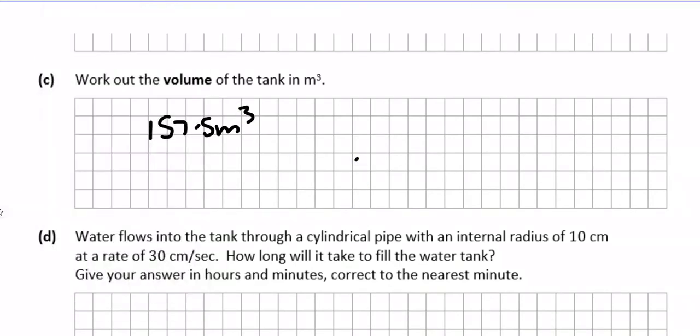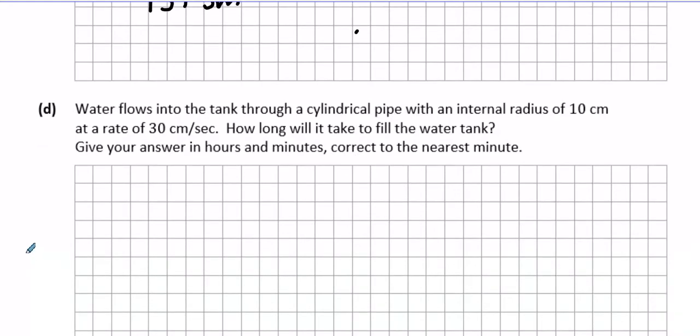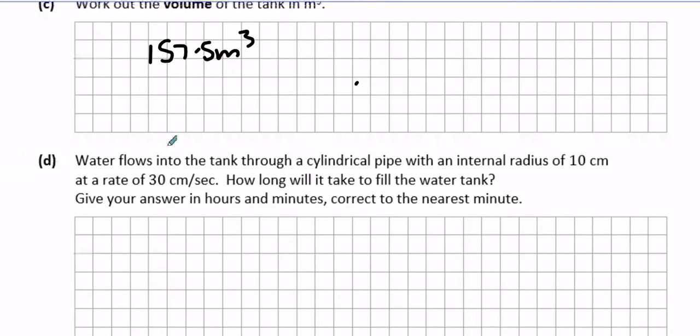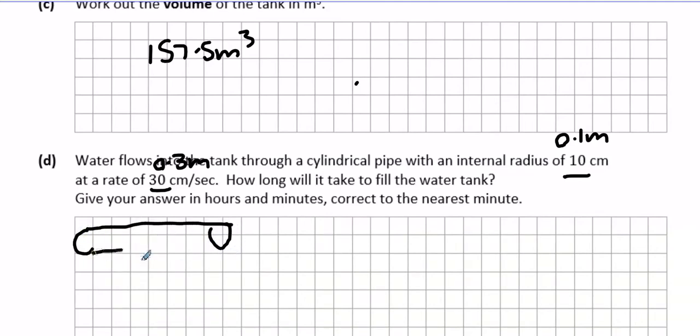Water flows into the tank through a cylindrical pipe with internal radius 10 at a rate of 30 centimeters per second. Now remember, that's all in centimeters, so I'm going to change this to meters. 0.1 meters and then 0.3 meters. So essentially every second this much water is getting pumped in. It's like a cylinder of water gets pumped through every second. The height of the cylinder is 0.3, the radius of the cylinder is 0.1.